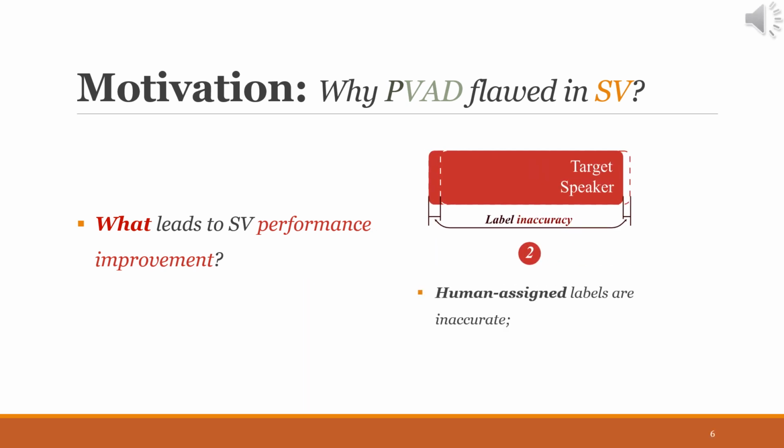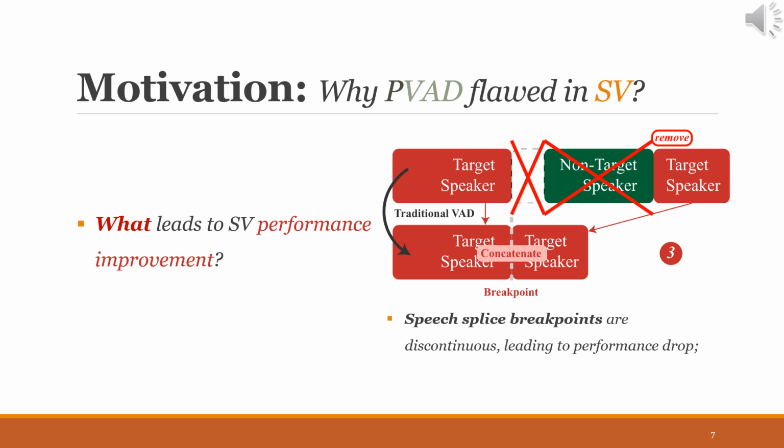There's another example. Previous VAD models are trained based on strong labels, but these labels are usually human designed and not accurate. Also, the traditional VAD will remove the invalid part and then concatenate the valid part together. Here may exist a breakpoint in between. This also leads to the performance drop.